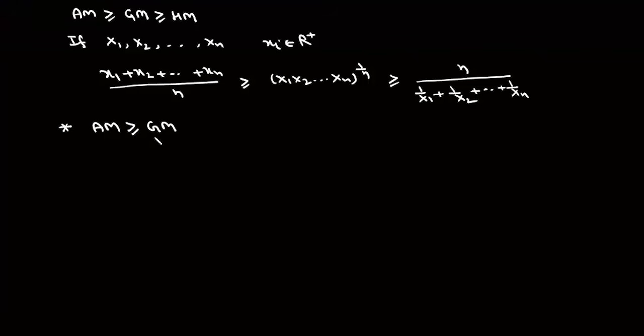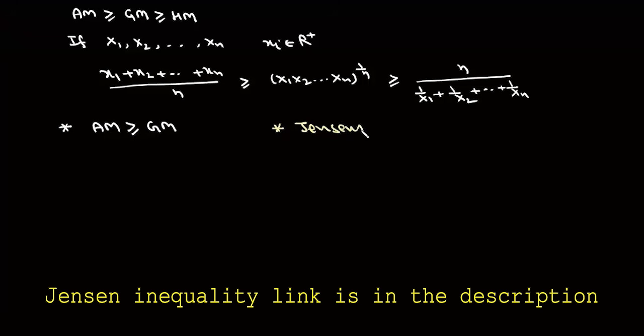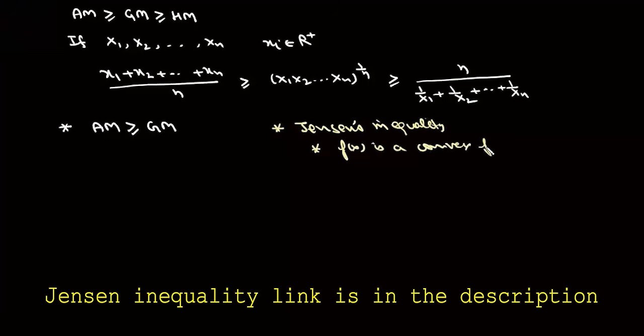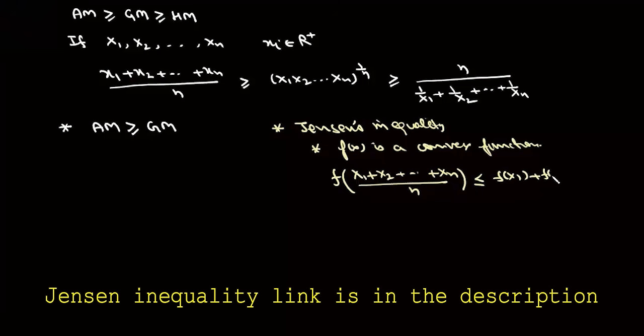We can also prove AM, GM, HM inequality using Jensen's inequality. Now this inequality says if f(x) is a convex function, then in that case f((x1 plus x2 plus xn) by n) will be less than or equal to (f(x1) plus f(x2) plus f(xn)) divided by n.